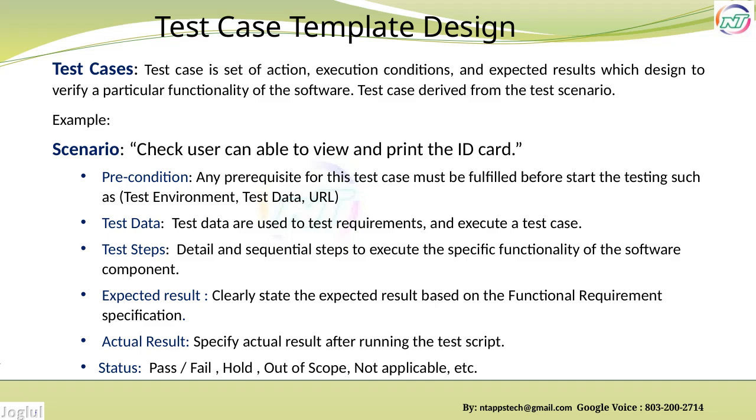The test steps outline exactly how to perform the test, following a clear sequence to cover the functionality thoroughly. The expected result defines what should happen according to the functional requirements. After executing the test, you record the actual result and compare it to the expected one. This comparison helps determine the test status, which could be pass, fail, on hold, out of scope, or not applicable. Structuring test cases like this ensures consistency, traceability, and clarity in the testing process, supporting effective validation of software features.